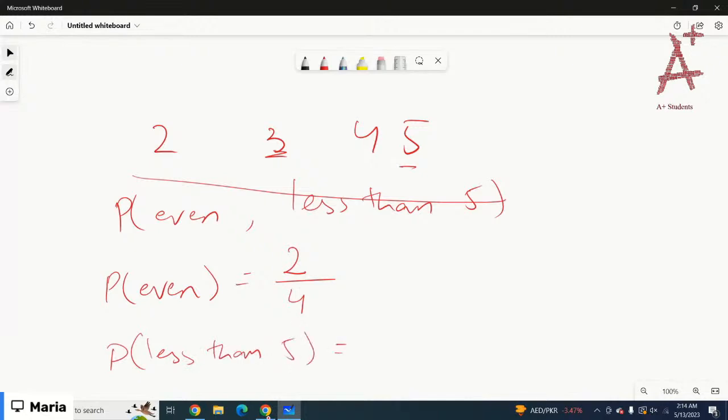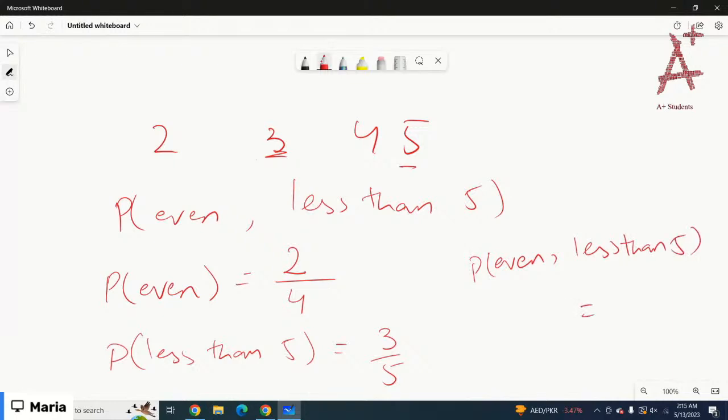Less than 5. How many cards are less than 5? 2, 3, 4. You have 3 cards that are less than 5. So the probability of less than 5 would be 3 over 4. Got it? So for the compound probability, you have to multiply both the probabilities. Probability of even and probability of less than 5. You just have to multiply 2 over 4 times 3 over 4. So 2 times 3 is 6 and 4 times 4 is 16.